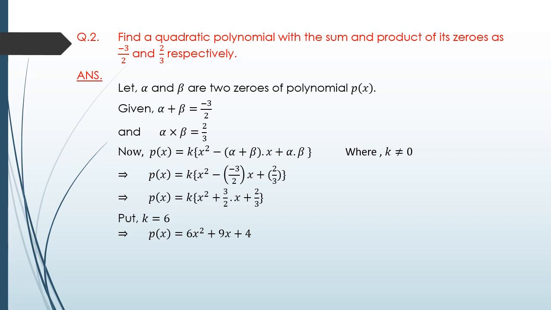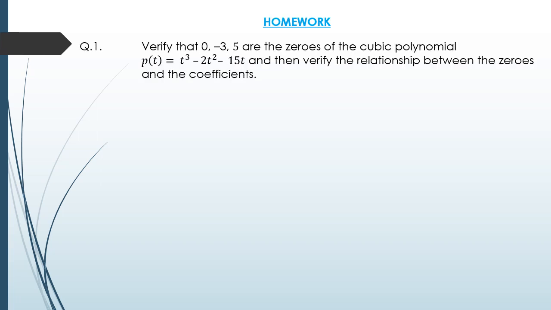Okay, so we have seen two types of the questions. First type, if zeros are given to us, then how to write the polynomial. Second, if sum and product of the zeros is given to us, then how to write the polynomial. So with this note, we'll end for today. So today's homework is this.